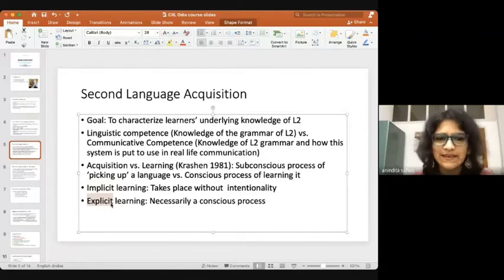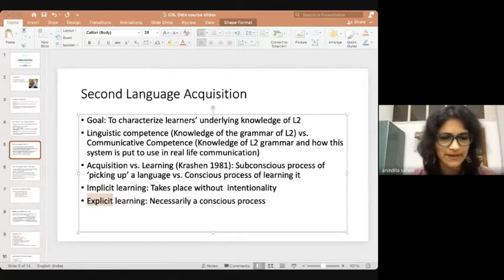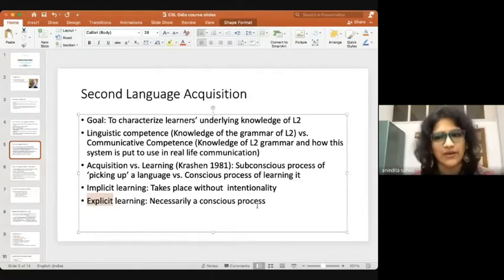So implicit learning, what happens there? It takes place without intentionality. That means you are thrown into a linguistic environment where you are not really making any conscious effort. Rather, you are acquiring it, or learning it, without any conscious effort. That is the reason we call it implicit learning. And explicit learning is definitely a conscious process.